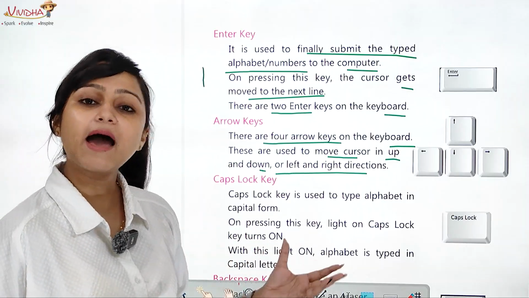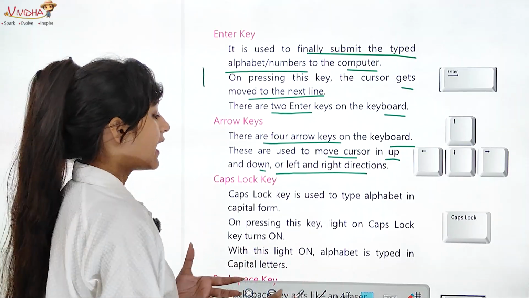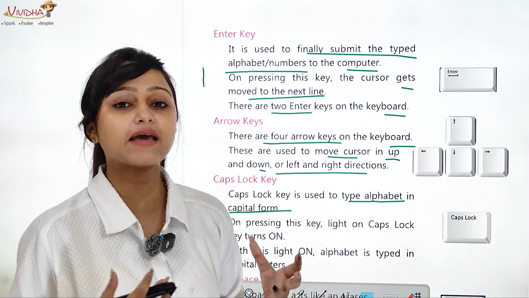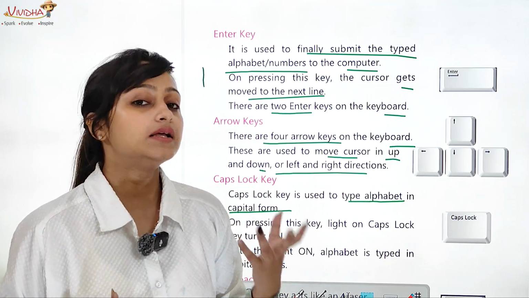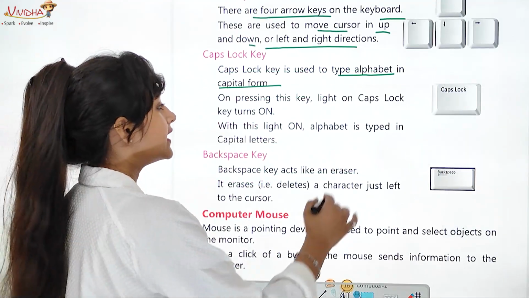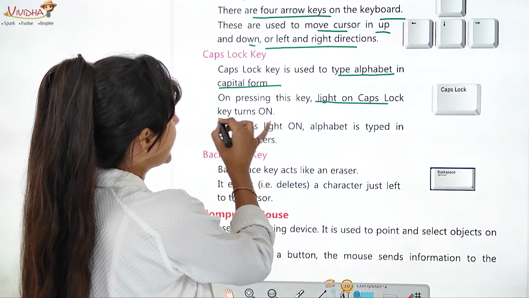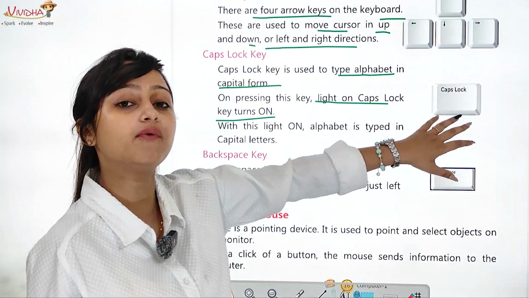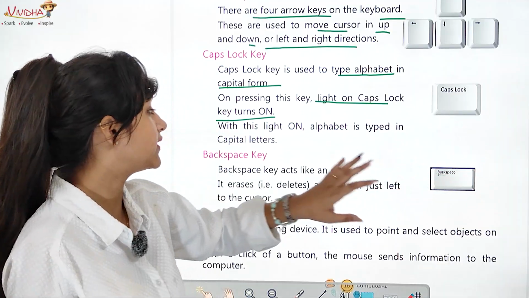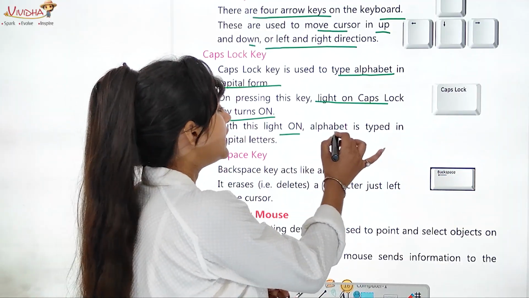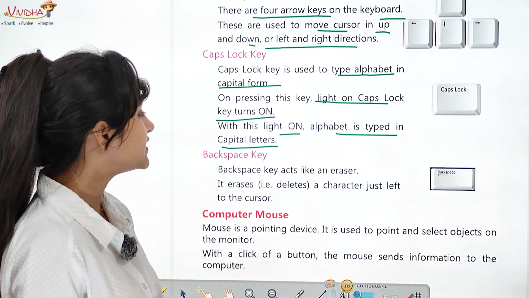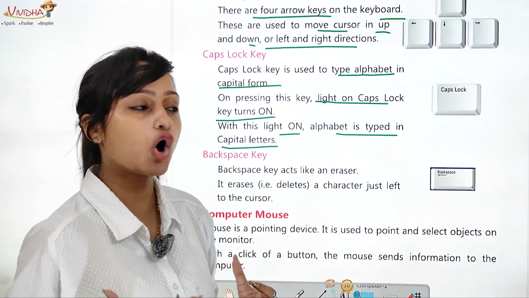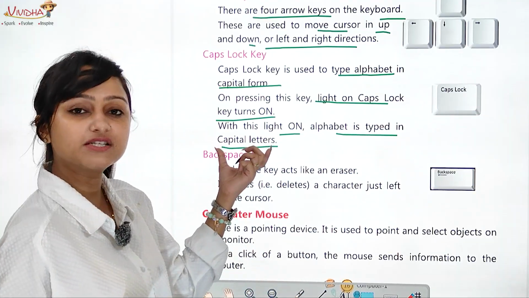Now let's talk about the caps lock key. The caps lock key is used to type alphabets in capital form. With the help of the caps lock key, you can type the alphabets in uppercase, or in capital letters. On pressing this key, the light on the caps lock key turns on. When the light is on, it means that this key is on, so the alphabet is typed in capital letters.